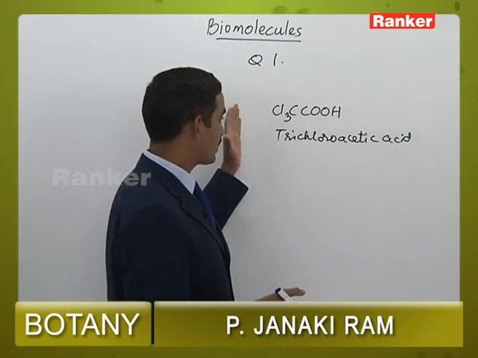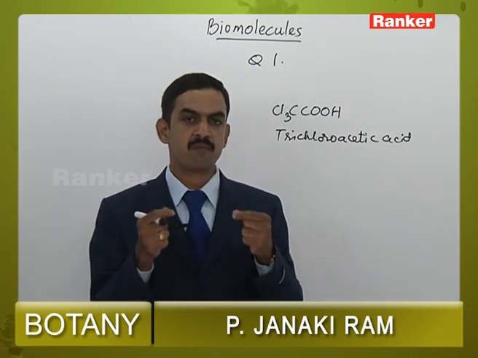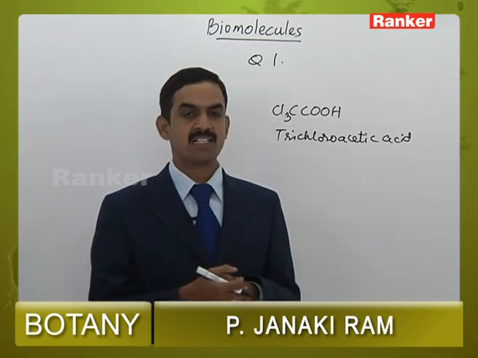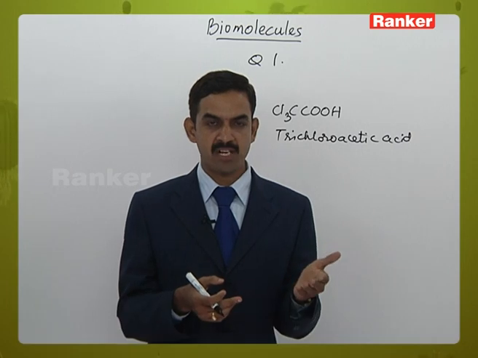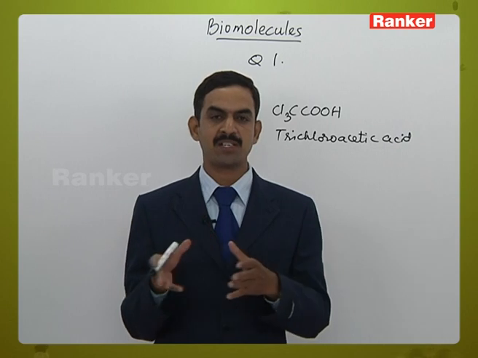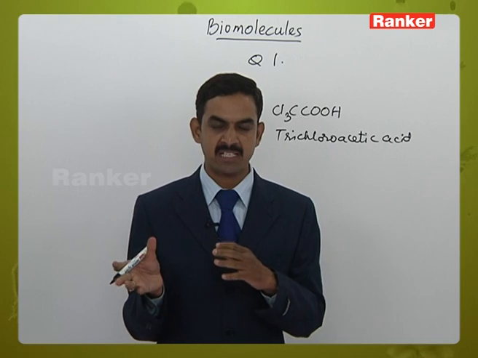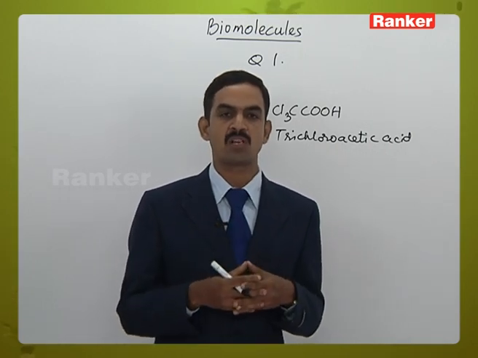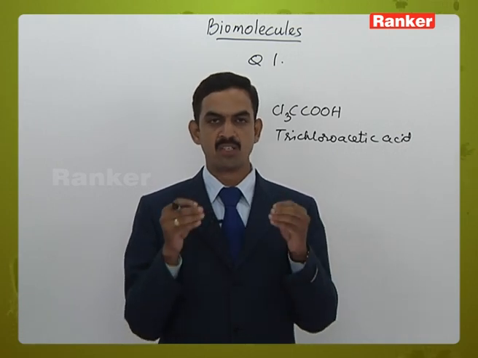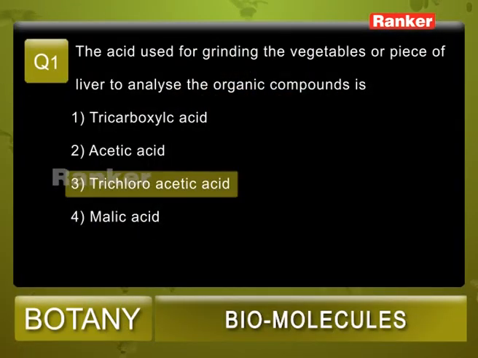By using this trichloroacetic acid, a slurry is prepared, and that slurry is filtered, and we get two parts. One is called the filtrate and the other the retentate, that is the acid soluble fraction and the acid insoluble fraction. In both the acid soluble and acid insoluble fractions, whatever we are getting, we can know the presence of various types of organic compounds present in that living organism or in that part of the plant body or the animal body. So question number 1, the correct answer is 3.